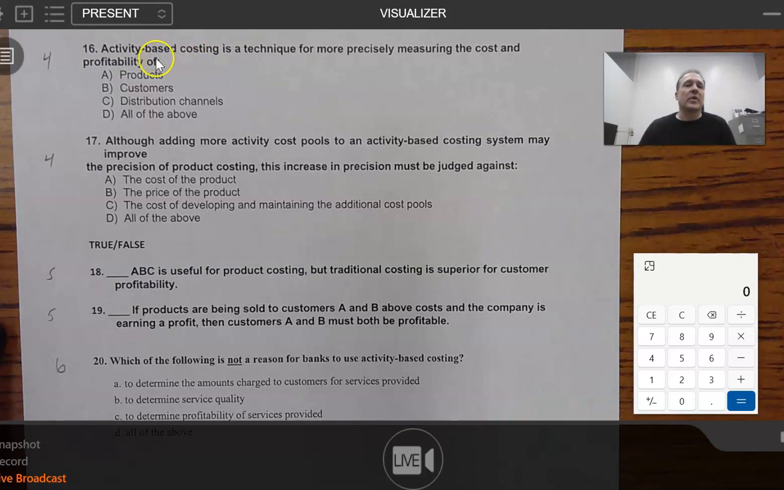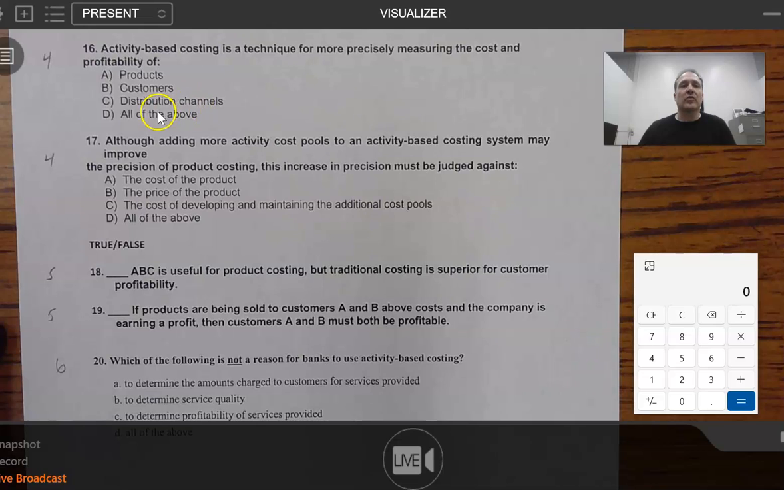So if we said traditional-based costing is a way to measure cost and profitability, our answers are not going to change. Now it says, in our case, the important thing it says is for more precisely measuring the cost and profitability of what? Products? Absolutely. Customers? Yes. We'll get to that a little bit more in learning objective 6.